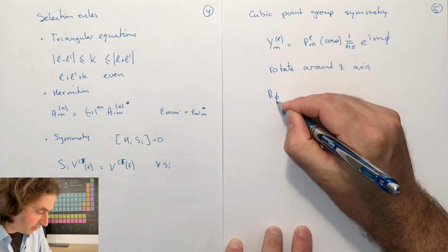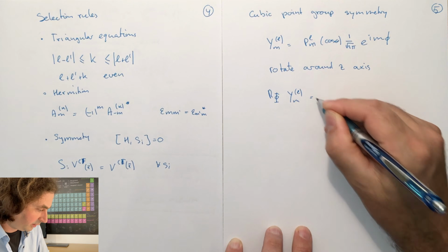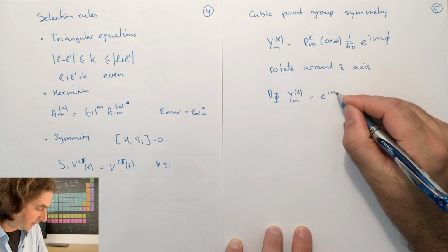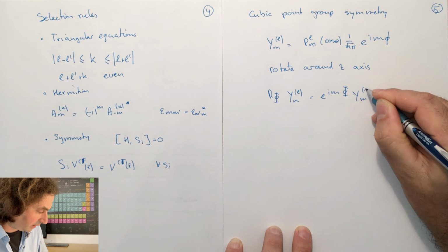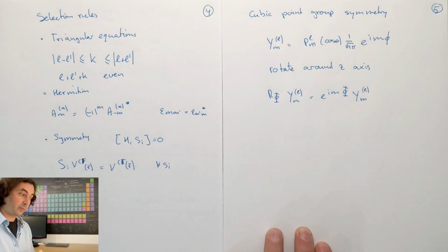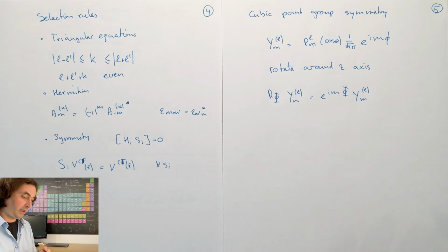Such that a rotation by capital phi of your spherical harmonics is equal to e to the i m capital phi times that same spherical harmonics. So we pick up a phase e to the i m phi for a spherical harmonics with angular momentum L and projection on the z-axis m.